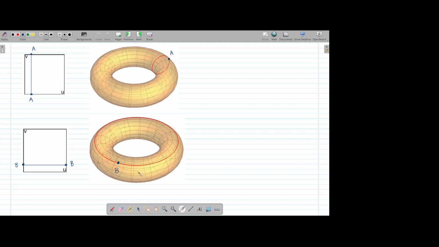So v is now giving us the constant angle between the position of the point with respect to the center circle. It does not change, but angle u is ranging from 0 to 2 pi. That moves us around here.